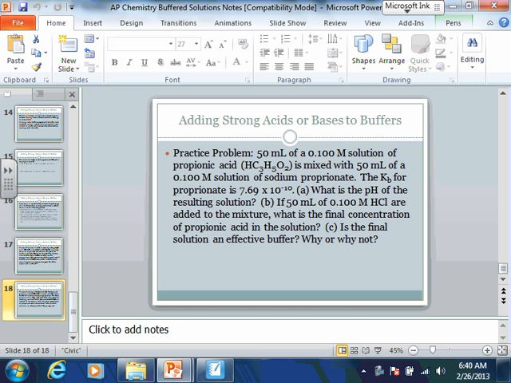Oh, you know what? Yeah, I was trying to shortcut, but if we plug this into Henderson-Hasselbalch, we're going to have to get the Ka anyway. So yeah, you're right. We should probably do the acid.